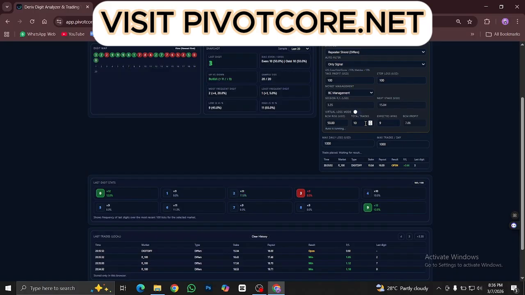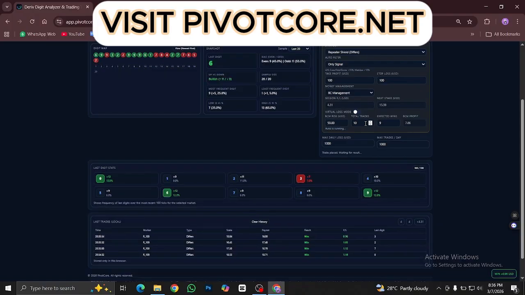The biggest enemy of a trader is emotion. Fear and greed make you blow accounts. But with Pivotcore, you're trading with logic. It works 24/7, even while you sleep. The platform offers real-time monitoring and statistical modeling that is far superior to manual analysis.